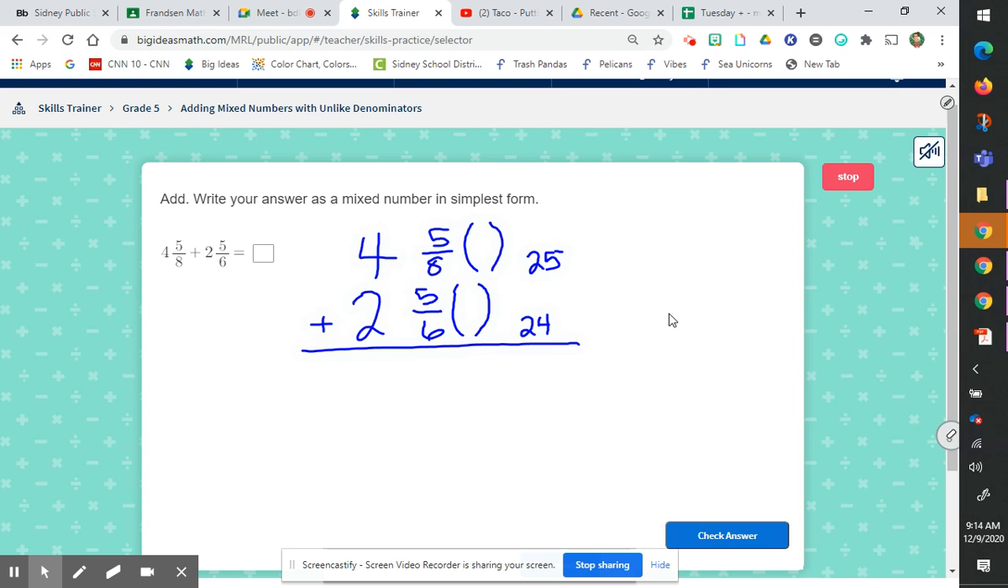And so why did I write 25? Well, we all know why. I have not had my coffee. Okay. So 8 times what gets me to 24? 8 times 3. So I have to multiply that fraction by 3 over 3. 6 times what number gets me to 24? 4. Awesome. So 5 times 3 is 15. 5 times 4 is 20. And when I add the numerators together, I get 35 over 24. 4 plus 2 is 6.